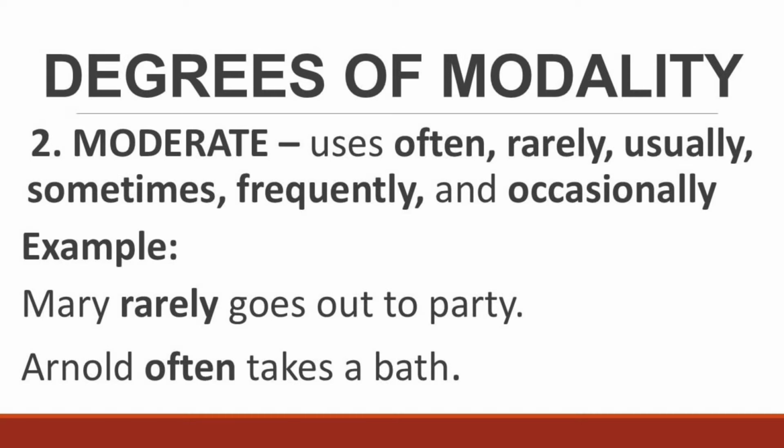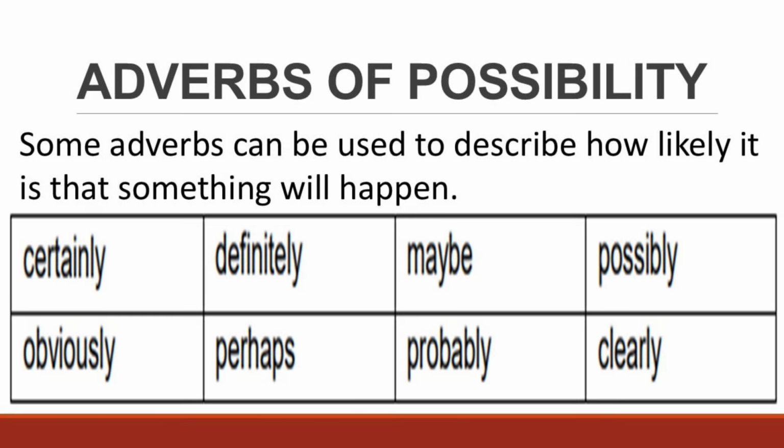And for the moderate degree of modality, we use often, rarely, usually, sometimes, frequently, and occasionally. For example, Mary rarely goes out to party, and Arnold often takes a bath. We also have the adverbs of possibility for the modal adverbs because some adverbs can be used to describe how likely it is that something will happen. So we have certainly, obviously, definitely, perhaps, maybe, probably, possibly, and clearly.